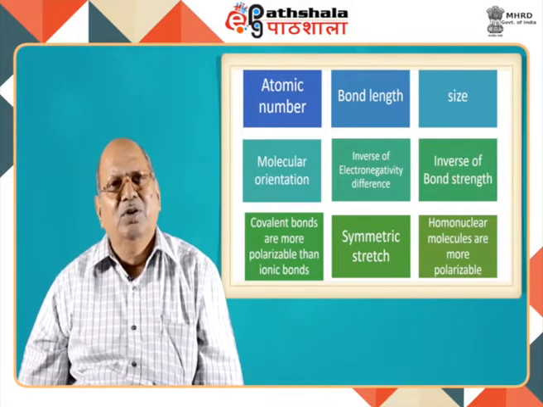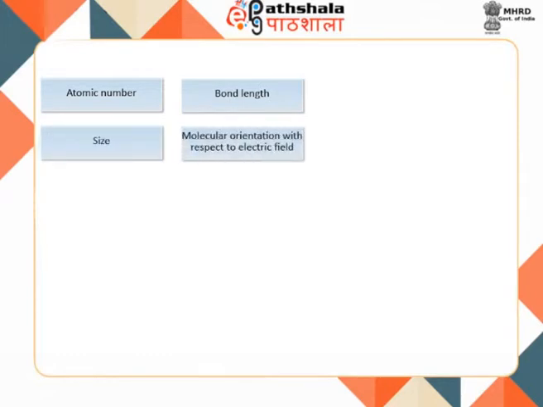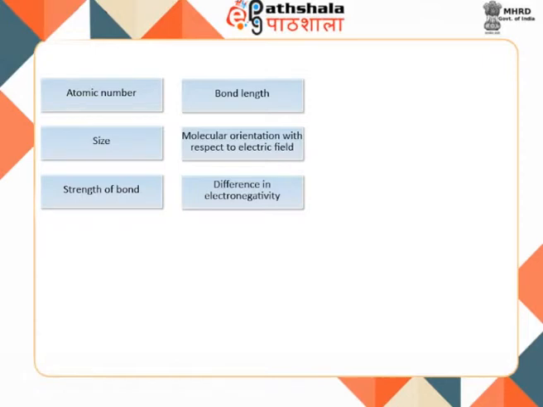So when we record the Raman spectra, we have to take care of these factors. Let us now study the factors affecting the polarizability. These are as follows. P is proportional to the amount of electrons, that is, atomic number, bond length, and size. Molecular orientation with respect to an electric field, parallel or perpendicular. P is inversely proportional to strength of bond and difference in electronegativity.